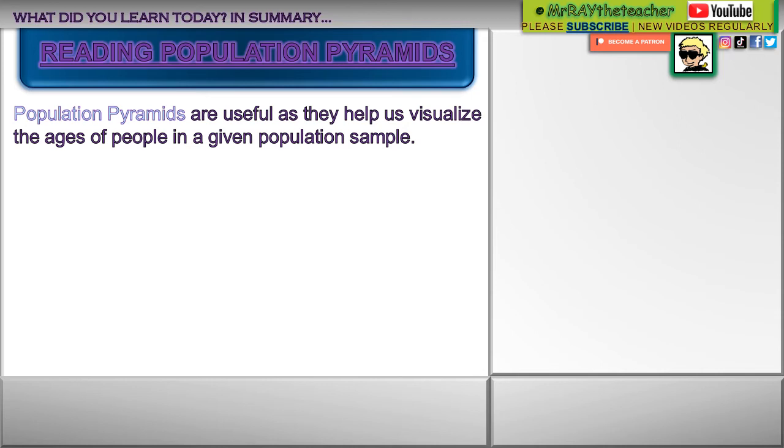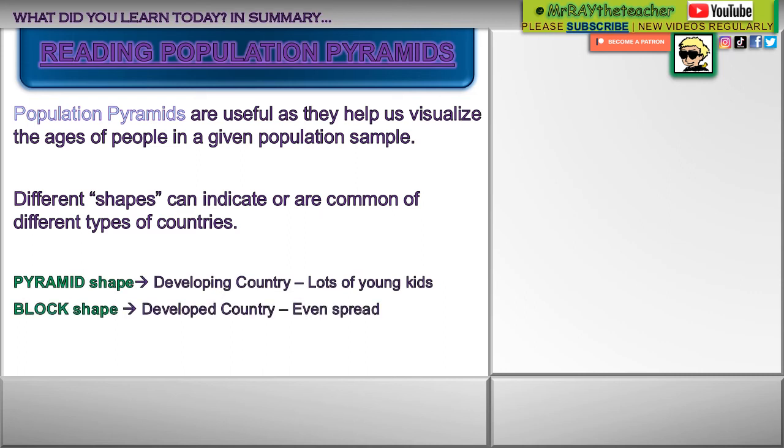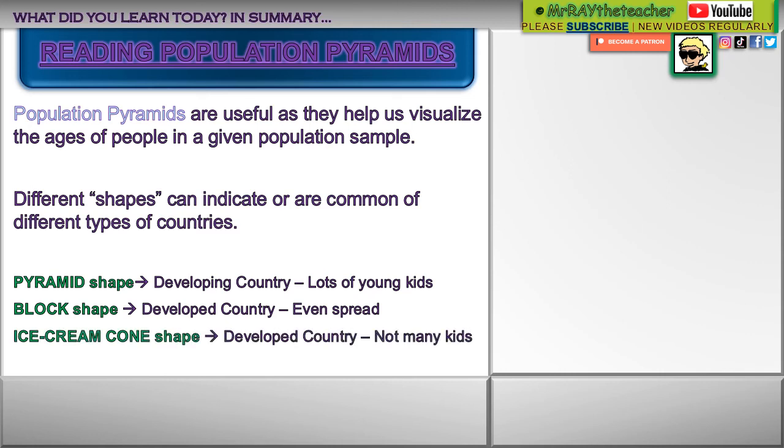Population pyramids are useful as they help us visualize the ages of people in a given population sample. Different shapes can indicate or are common of different types of countries. You've got a pyramid shape, developing country, lots of young kids; block shape, developed country, even spread; and ice cream cone shape, developed country, not many kids left.